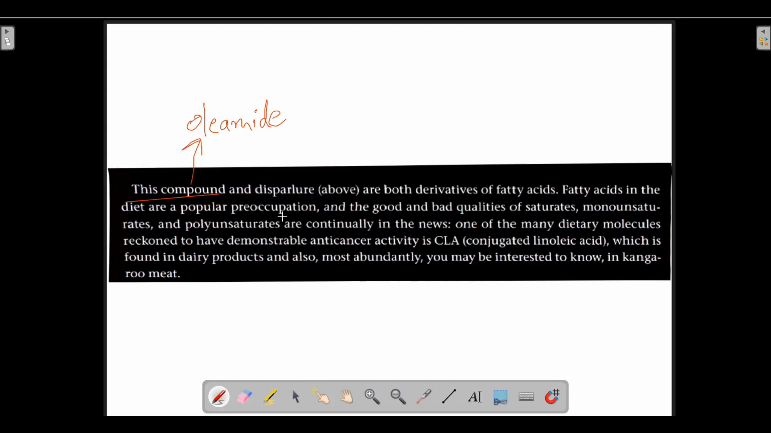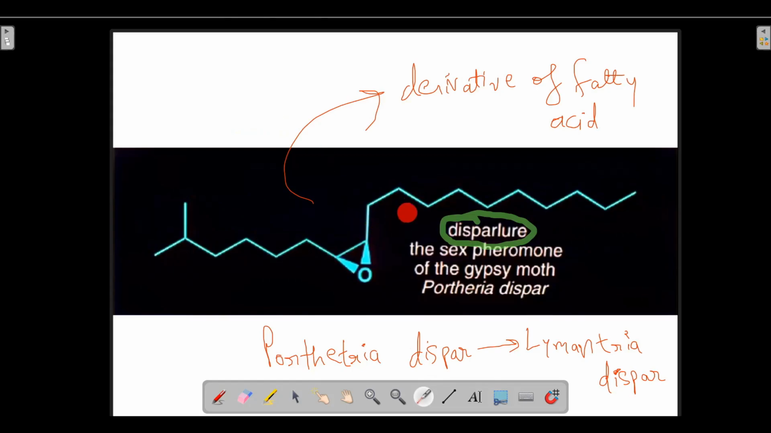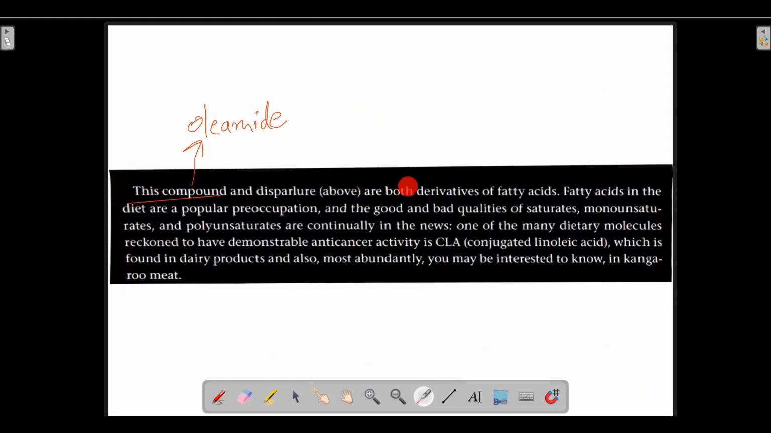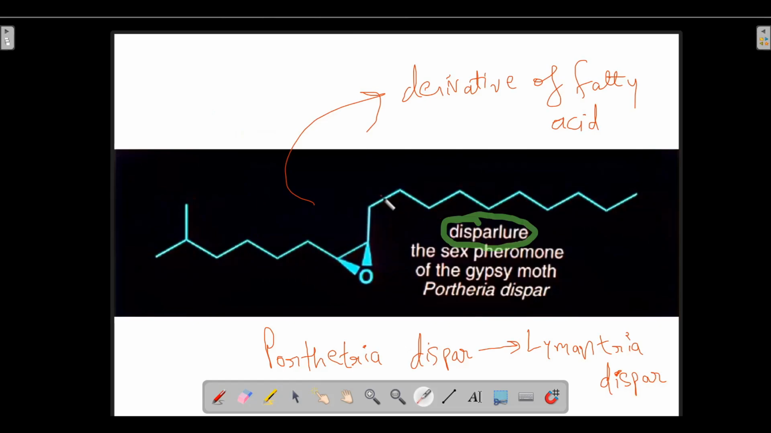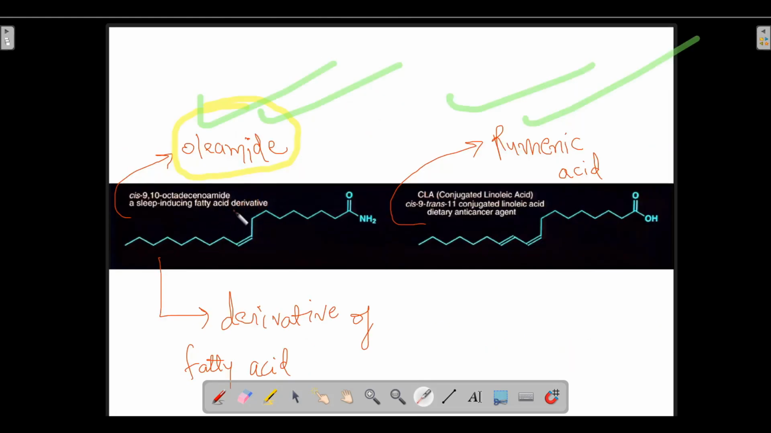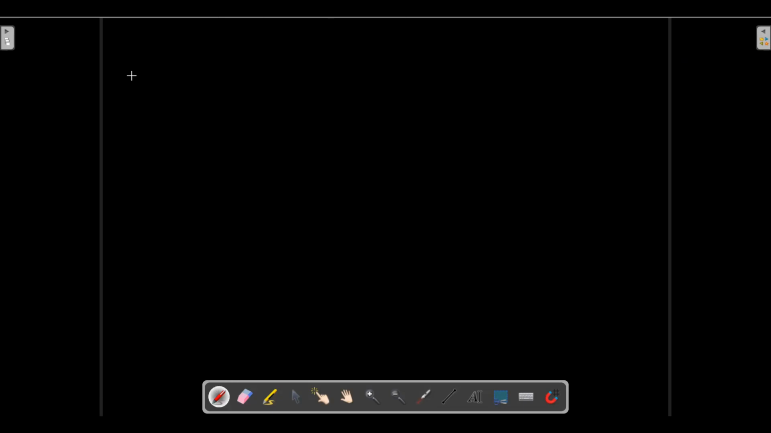Okay, so this compound oleamide and disparlure given over here are both derivatives of fatty acids. Now, why are these two compounds derivatives of fatty acids? So they are derivatives of fatty acid.